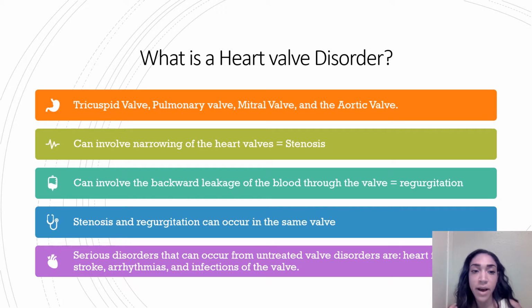We have the four types of valves: tricuspid, pulmonary, mitral, and aortic. And the types of valve disorders you can have are stenosis, which is narrowing of the heart valves, and regurgitation, which is backward leakage of the blood through the valve. Stenosis and regurgitation can occur in the same valve at the same time. And serious disorders that can occur from untreated valve disorders are heart attack, stroke, arrhythmias, and infections of the valve.